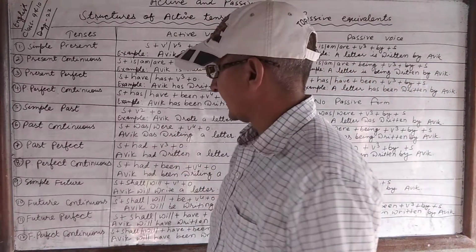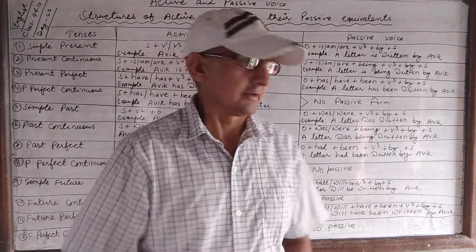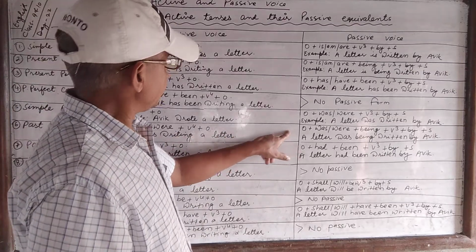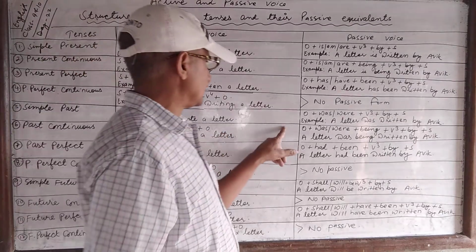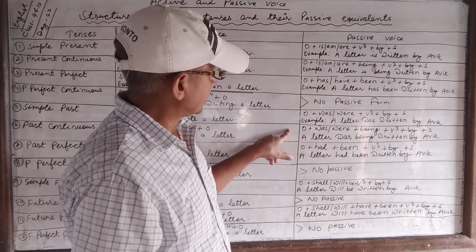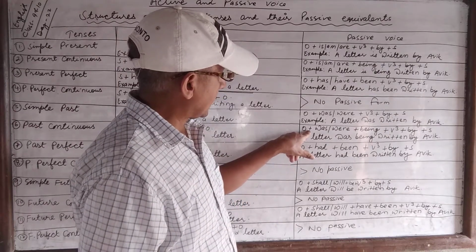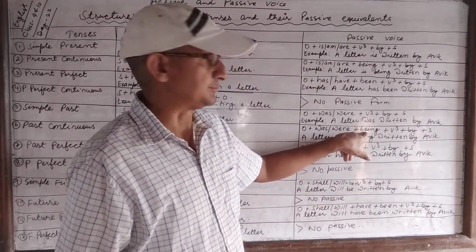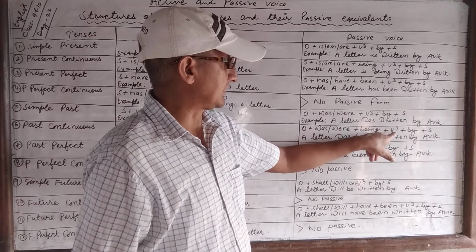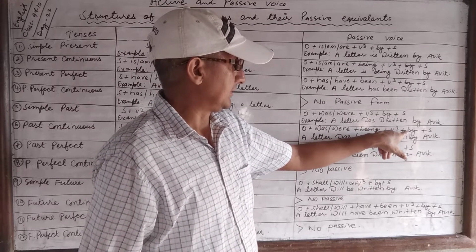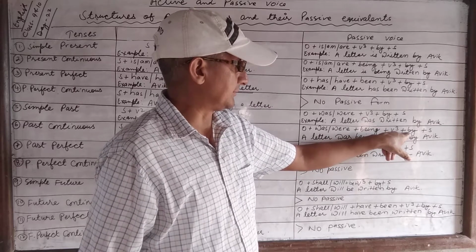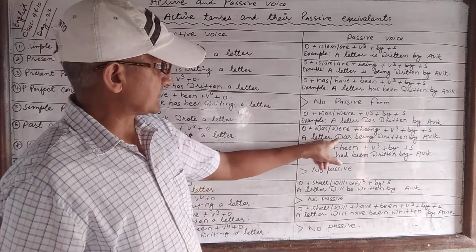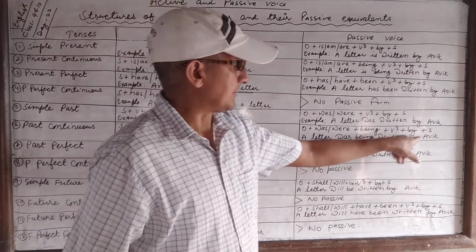Now let's see how we can change past continuous tense into passive voice. The structure of past continuous tense in passive voice is object, after object was or were, plus being, because with continuous tense we use being. After being, V3, the past participle form of the verb. After the past participle form of the verb we write by and then the subject. Now, a letter was being written by Avik.